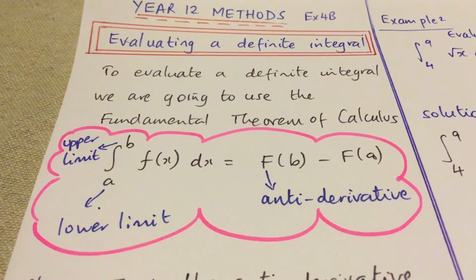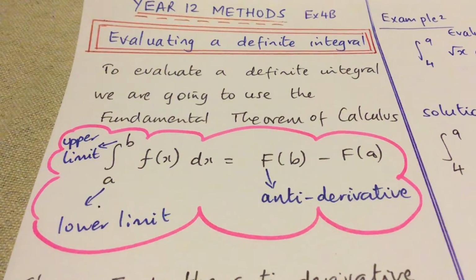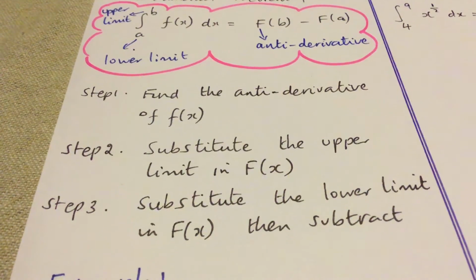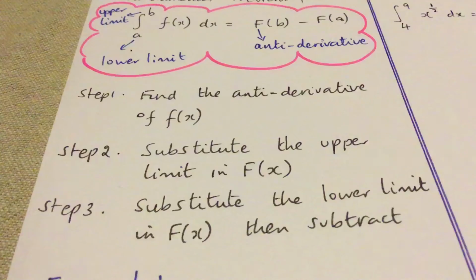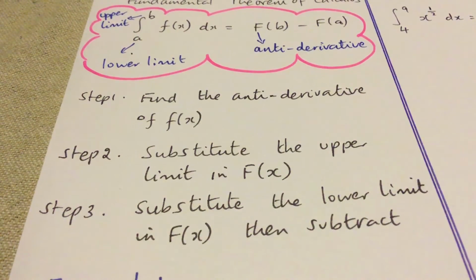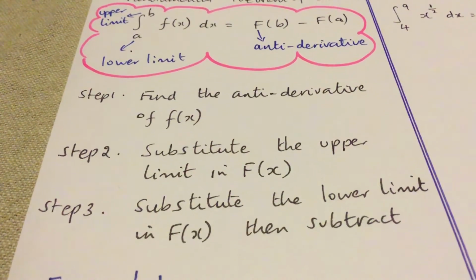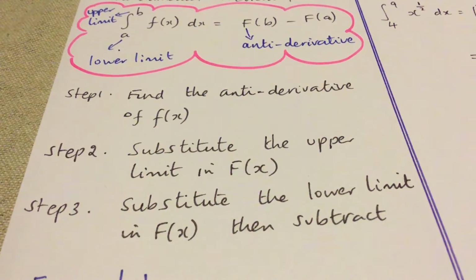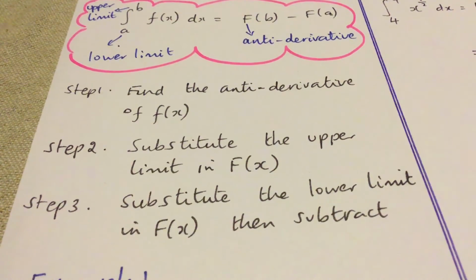f(x). So to find the definite integral of any function, you need to follow these three simple steps. Step number 1, you find the antiderivative of f(x). Then step number 2, you substitute the upper limit in capital F(x), that is in the antiderivative. And then third step, you substitute the lower limit in capital F(x). And then you subtract F(b) take F(a), meaning step 2 subtract step 3.